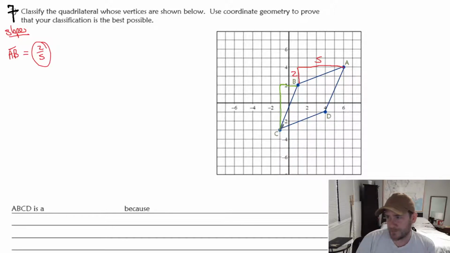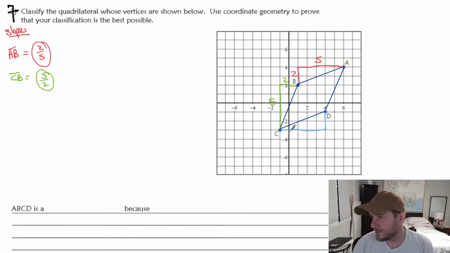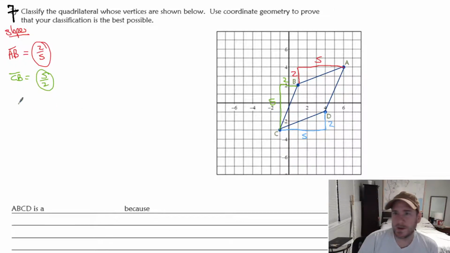So technically I'm going from C up to B. So I'm rising 1, 2, 3, 4, 5. And I'm running 1, 2. So I'm rising 5, running 2. That's it. Don't have to reduce. Let's go from C to D. I'm running 1, 2, 3, 4, 5. I'm rising 1, 2. Yeah, CD, sure. Rise 2, run 5.